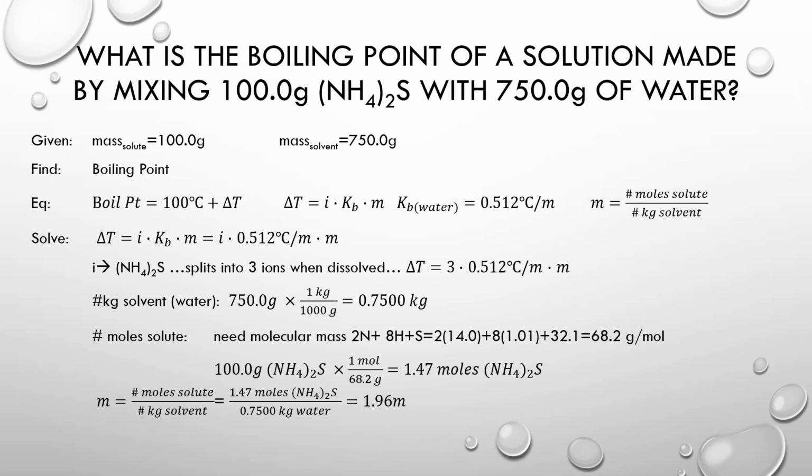Now we know moles of solute, we know kilograms of solvent, we can plug that in, and we get 1.96 molality. Now that we know all of that, the molality can be plugged into our delta T equation, and we find delta T is 3.01 degrees Celsius. We just take that, add it to the original boiling point of water, which is 100, and our elevated boiling point is 103.0 degrees Celsius.